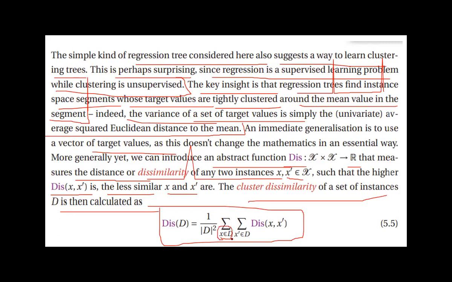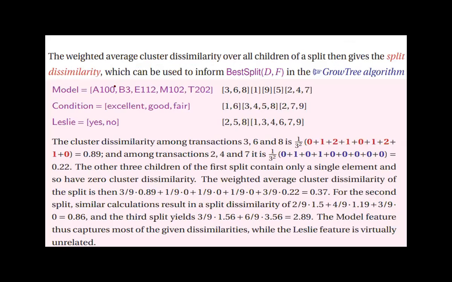We have to take a pair, my dear friends. X dash belongs to D, and this is the distance between x and x dash. For example, the weighted average cluster dissimilarity over all the children of the split gives the split dissimilarity. You can even calculate the weighted average, so that gives you the split dissimilarity.